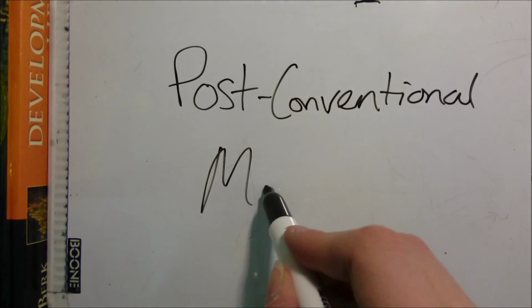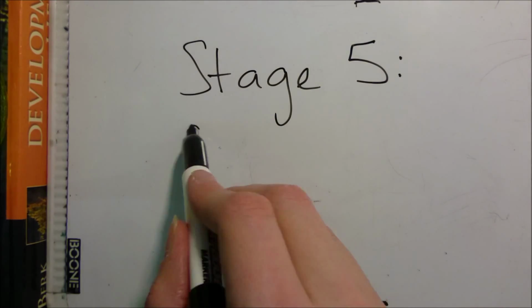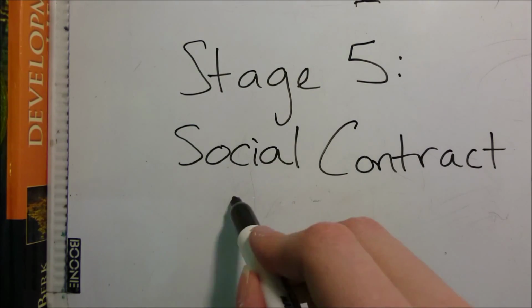Post-conventional morality. Stage 5. Social contract orientation.